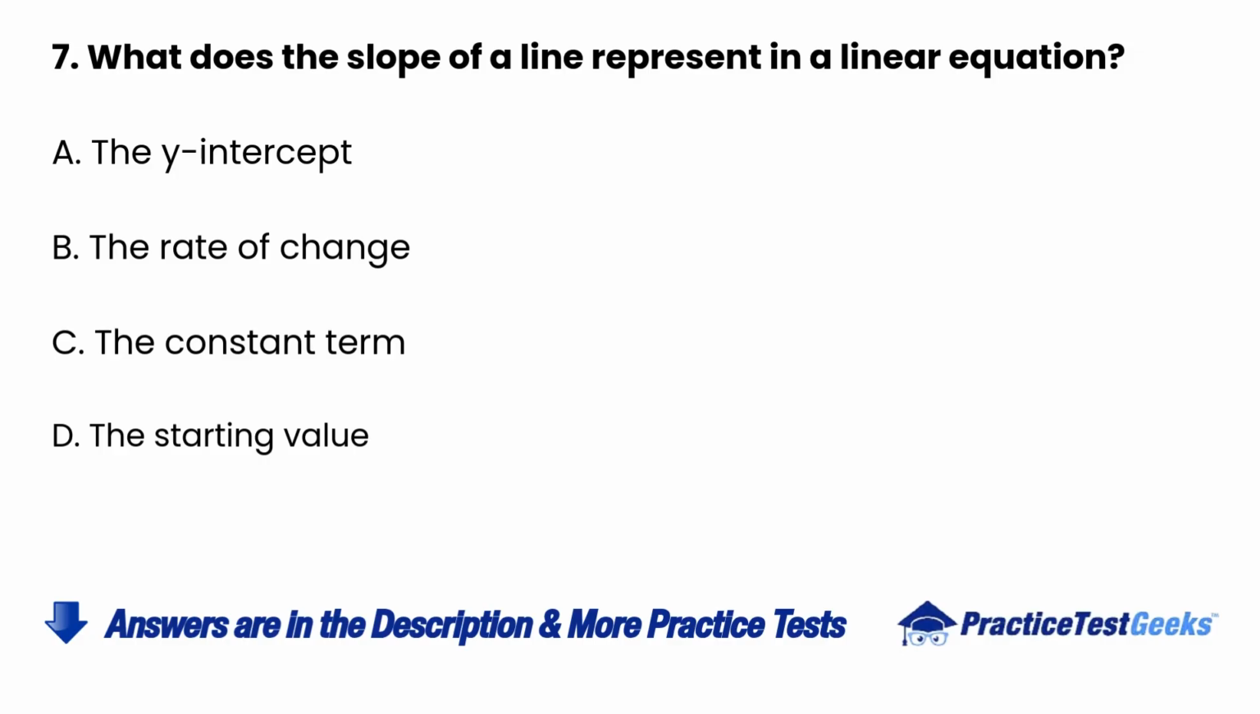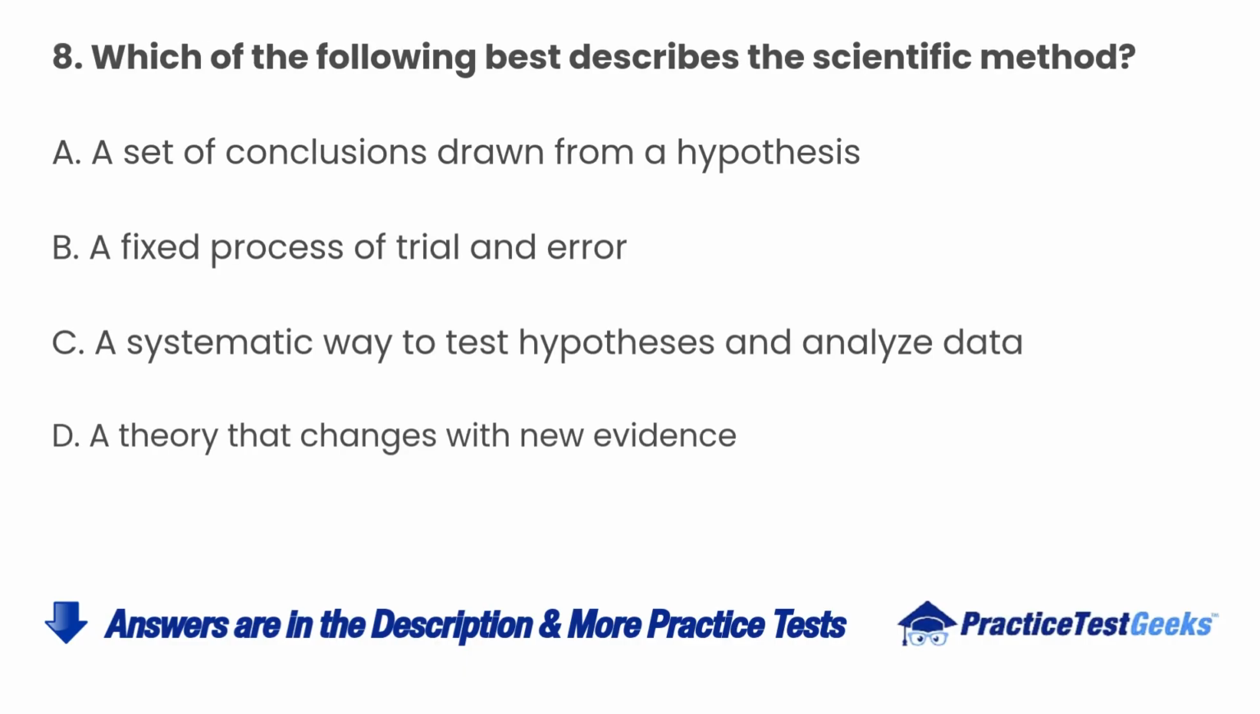A. The y-intercept. B. The rate of change. C. The constant term. D. The starting value. 8. Which of the following best describes the scientific method?